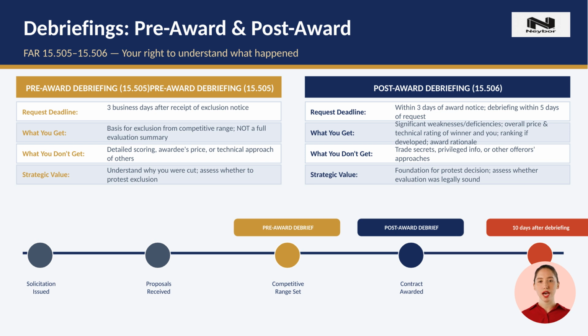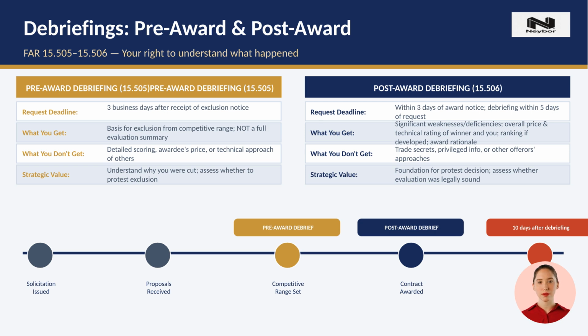Debriefings are one of the most powerful tools available to offerors after a competition. FAR 15.505 gives excluded offerors a right to a pre-award debriefing. You must request it within 3 days of receiving notice that you were excluded from the competitive range. The debriefing tells you the basis for your exclusion, but it is limited. You won't get the awardee's details or full scores.